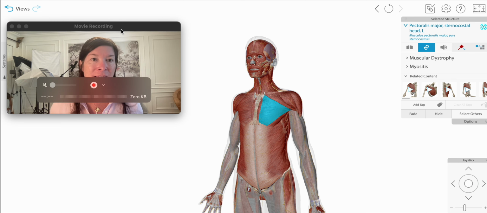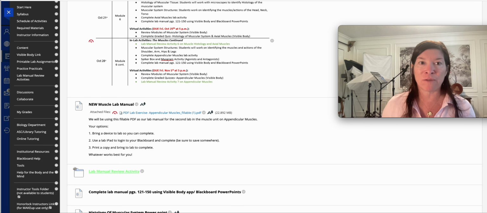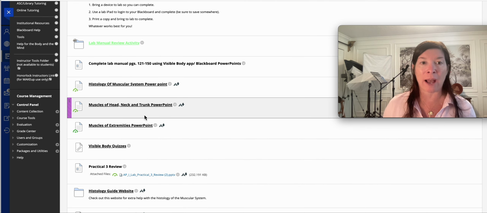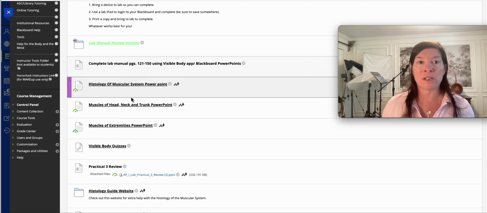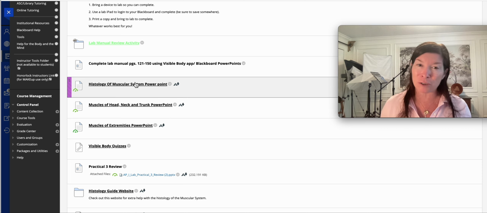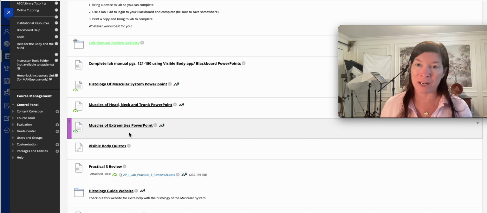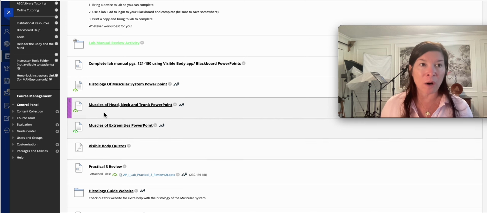And there's one other place I want to remind you about, which is your Blackboard course for the lab. Don't forget that you have these PowerPoints and they have a voiceover, so they will go through and discuss each of the muscles that you need to know. That could be really helpful. And it's broken up. You can see there's the histology that you learned the first week and the axial muscles from the first week, and then there's muscles of the extremities. That was this week's.